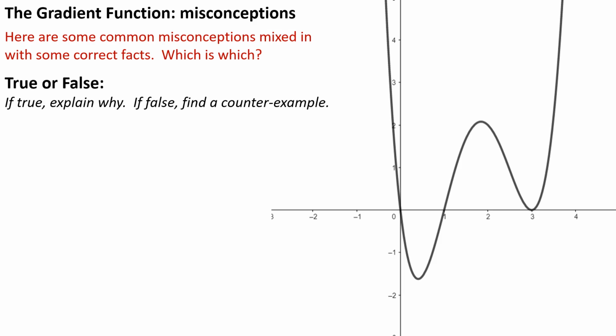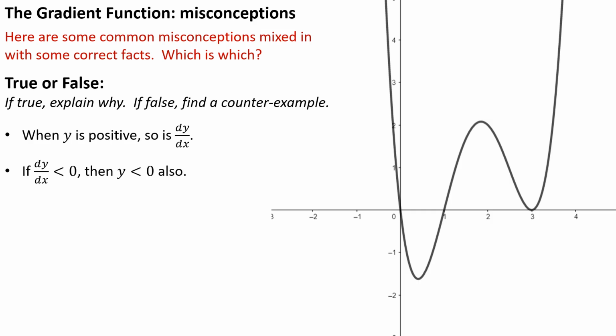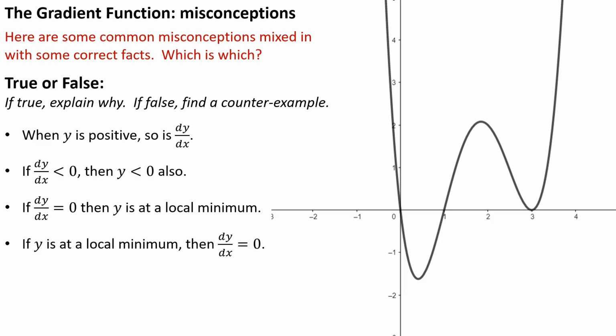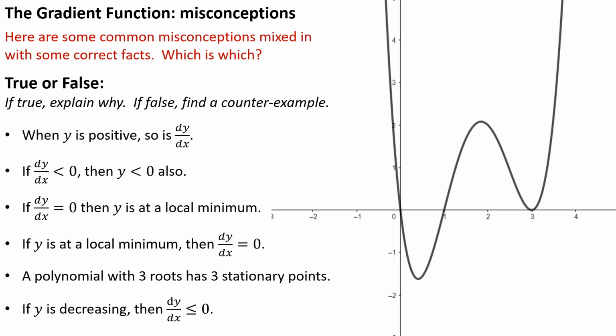We're going to have a few true or false statements. When y is positive, so is dy/dx. If dy/dx is less than 0, then y is less than 0 also. If dy/dx is 0, then y is at a local minimum. If y is at a local minimum, then dy/dx is 0. A polynomial with 3 roots has 3 stationary points. And finally, if y is decreasing, then dy/dx is less than or equal to 0.